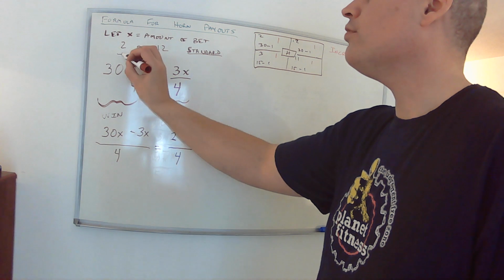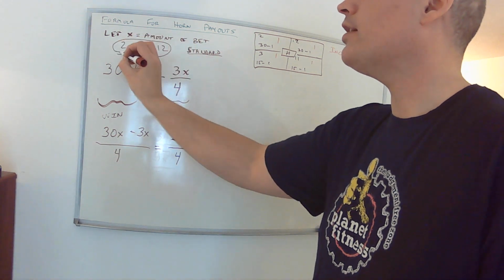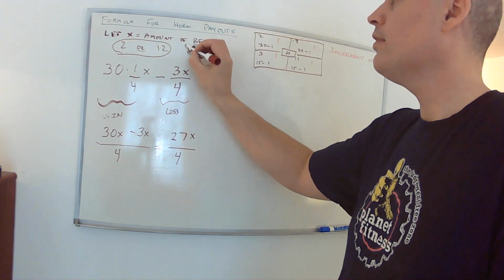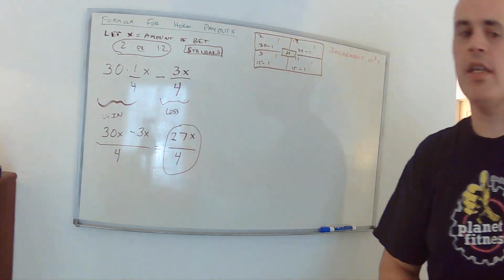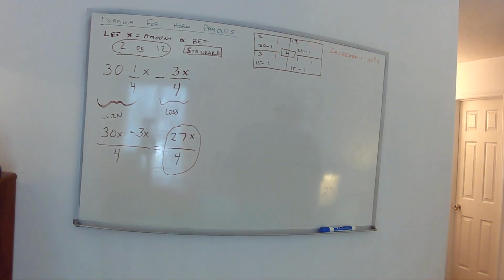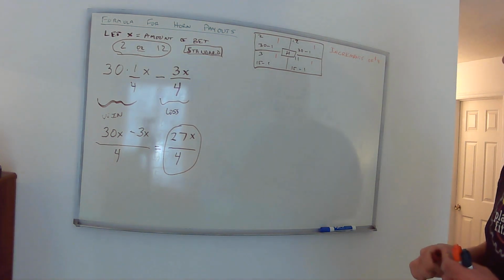So this is my 2 or 12 on a standard bet. Here's the formula: 27x over 4, for a standard horn bet. Let's see if it works.